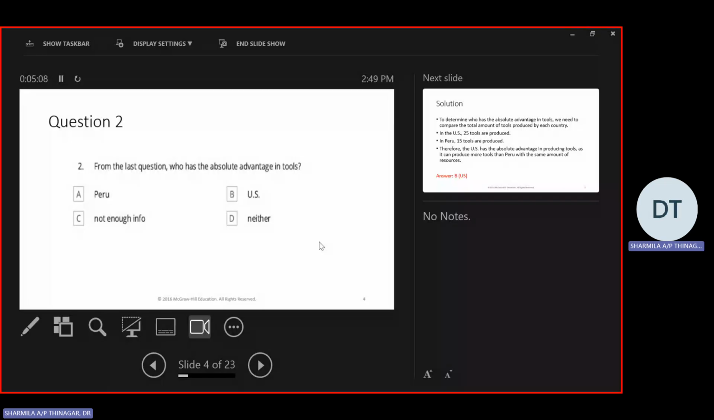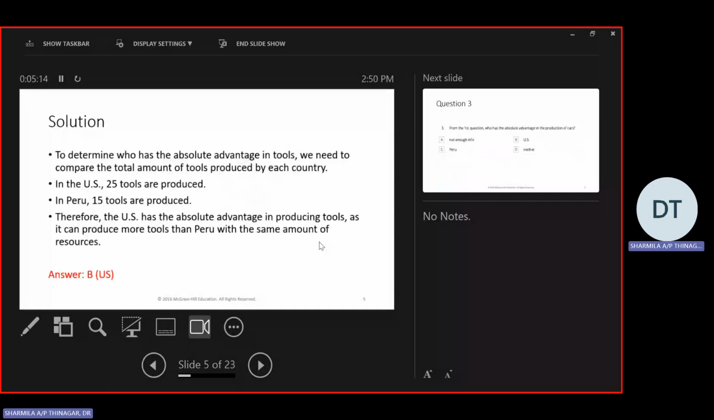Because to determine who has the absolute advantage, right? You just have to compare the total amount, right? So in US, we have 25. In Peru, we have 50, right? So US has the highest lah. Because we didn't ask you to calculate the opportunity cost. Straight to the point. Okay. So B is the right answer.